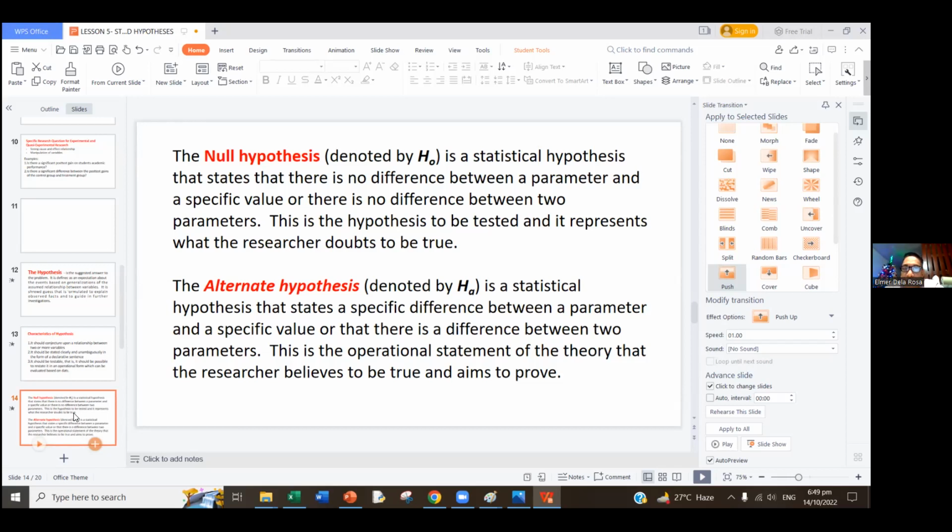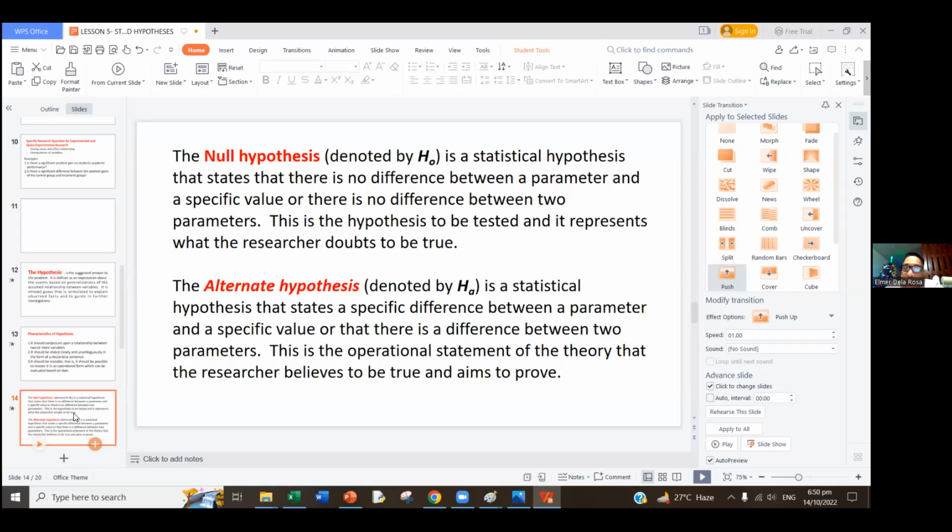So siya yung nagda-doubt to be true ka. This is the hypothesis to be tested and it represents what the researcher doubts to be true. Mamaya may example tayo. The alternative hypothesis denoted by H sub A naman is a statistical hypothesis that states a specific difference between a parameter and a specific value or that there is a difference between two parameters. Ito naman yung operational statement of the theory that the researcher believes to be true. Yung isa, you doubt it to be true. Yung isa naman is, that is what you believe to be true. And that's what you try to prove.